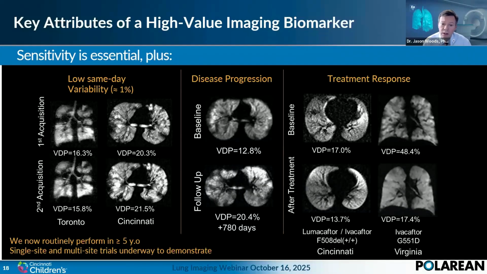And then very subtly is the left-hand case where we see a baseline of 17% VDP, and that changes to about 14% VDP after treatment. This was for lumacaftor, ivacaftor, and so that's a very subtle treatment response, and we can see that treatment response via xenon.